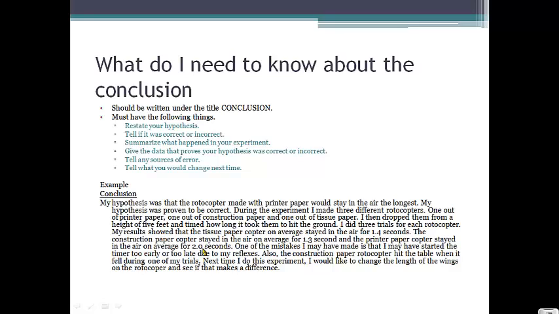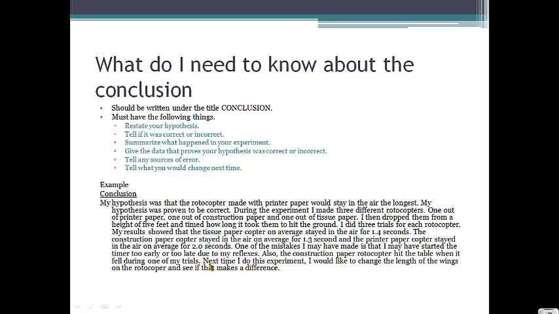Now guys, if I was wrong, I would give the data that proved that I was wrong, and that's okay too. Next, I'm going to tell mistakes I made. One of the mistakes I may have made is that I may have started the timer too early or too late due to my reflexes. Also, the construction paper rotocopter hit the table when it fell during one of my trials. So those are the mistakes that I made, that's step 5, that actually may have messed up my experiment or caused my results to be different than what they would have been if I hadn't made those mistakes.